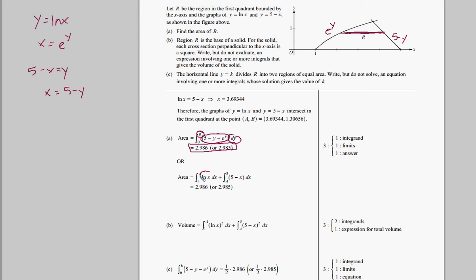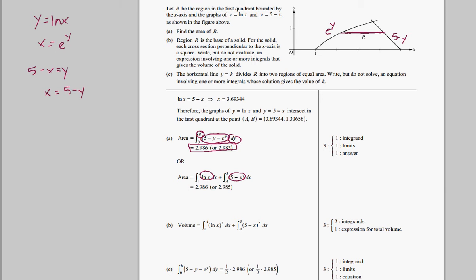Okay, so if you have it set up in either case correctly, where you have the correct integrand, give yourself a point. You have the point for the correct limits, so don't miss silly points with wrong limits, and then you get a point for your answer. So there's a 3-pointer.